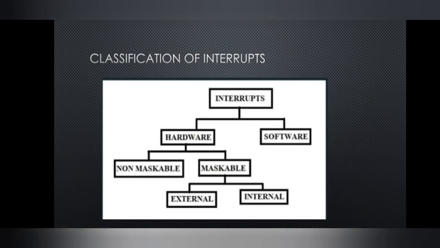So there are interrupts in the microcontroller. Interrupts are basically classified into two types: hardware interrupts and software interrupts. Hardware interrupts are also classified into two types, non-maskable interrupts and maskable interrupts. And again, the maskable interrupts are classified into external interrupts and internal interrupts.